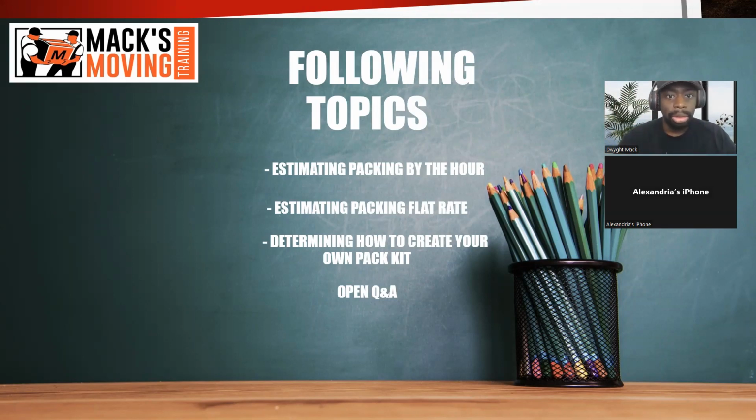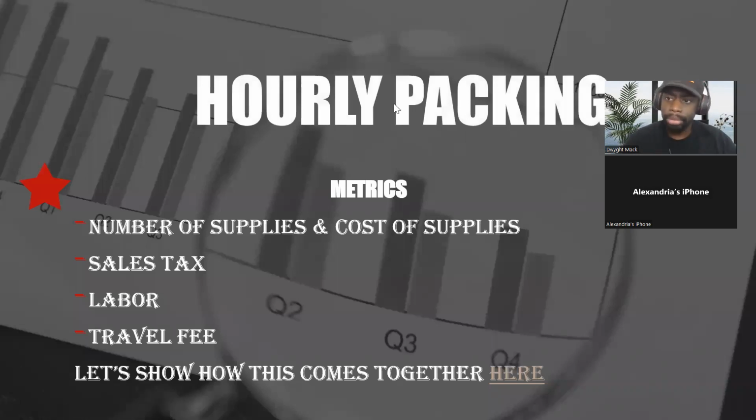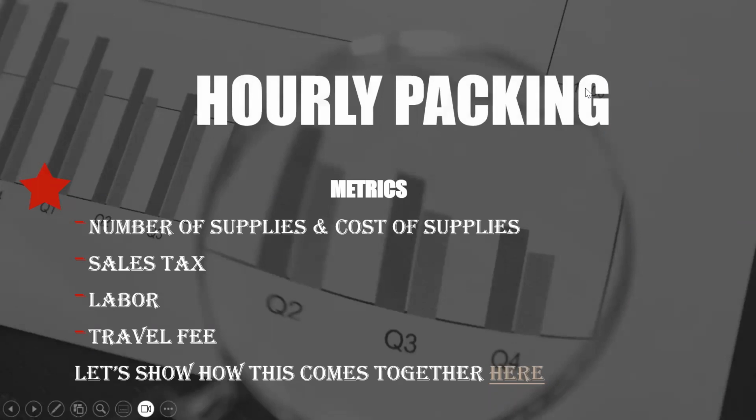All right, so we're going to be getting started. We're going to start off with hourly packing. With hourly packing, there are about four metrics you're going to want to consider: the number of supplies or boxes, and the cost of those supplies or boxes. Then you're going to want to factor in sales tax, labor, and the travel fee. So we're going to see how this comes together, and we're going to get straight to the point.